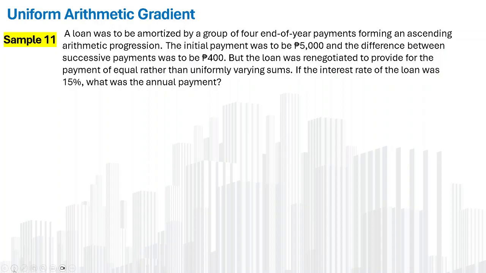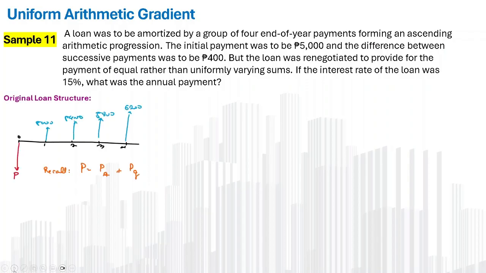Yung cash flow would look something like this. So we know yung initial payment is 5,000 and it will increase 400 pesos every succeeding year. So it should look something like this one. 5,000 in year 1, 5,400 in year 2, 5,800 in year 3, and then 6,200 in year 4. Okay? So recall, yung kailangan nating present worth dito should be the sum ng present worth for annuity and then yung present worth for yung gradient. However, yung new loan structure should look something like this.